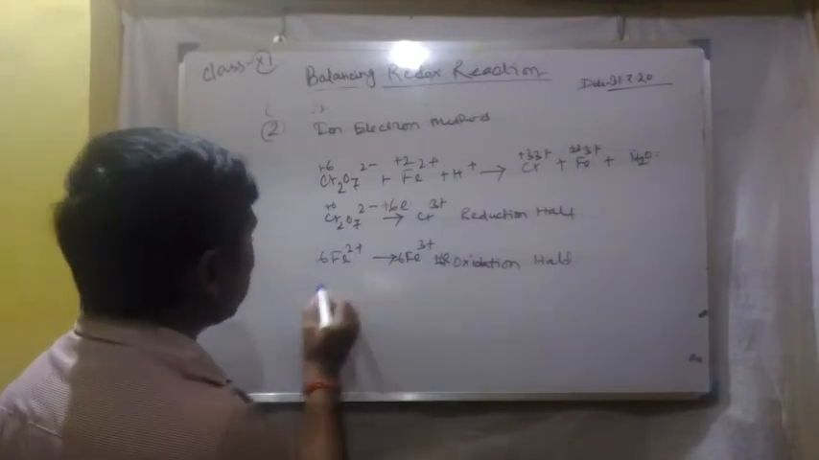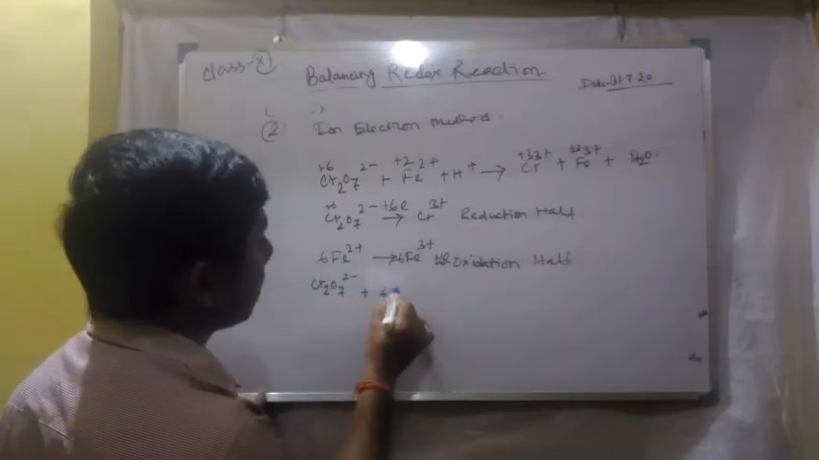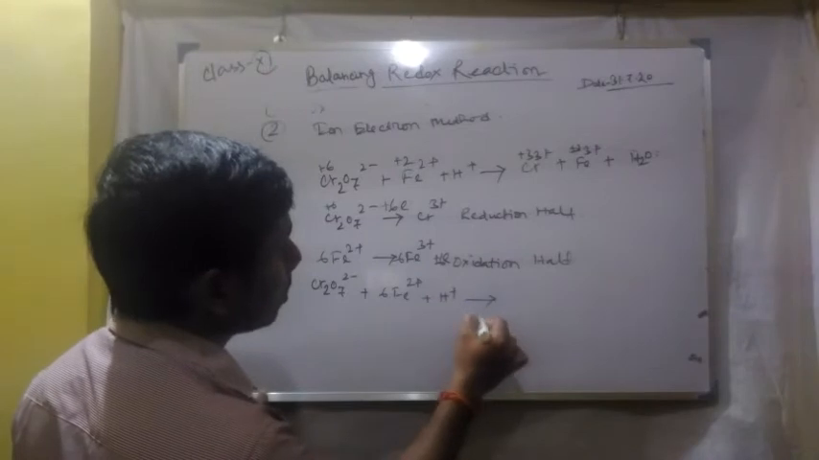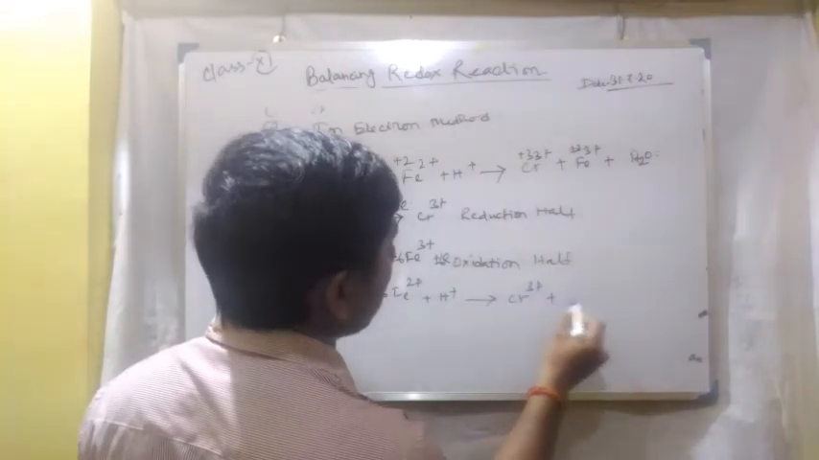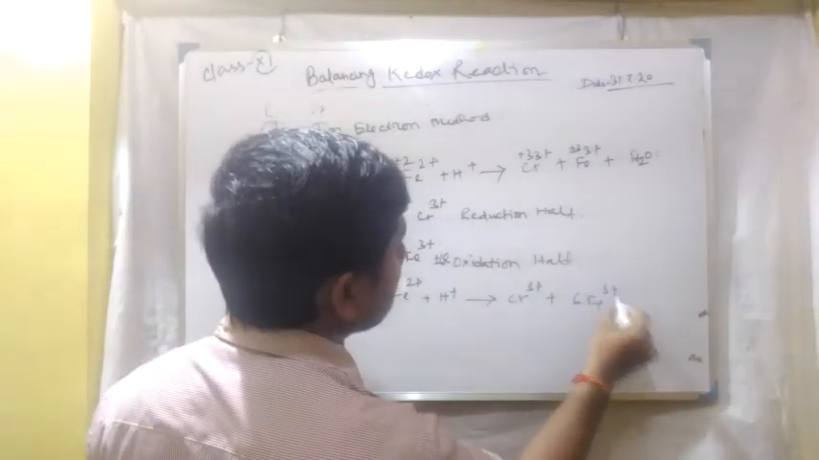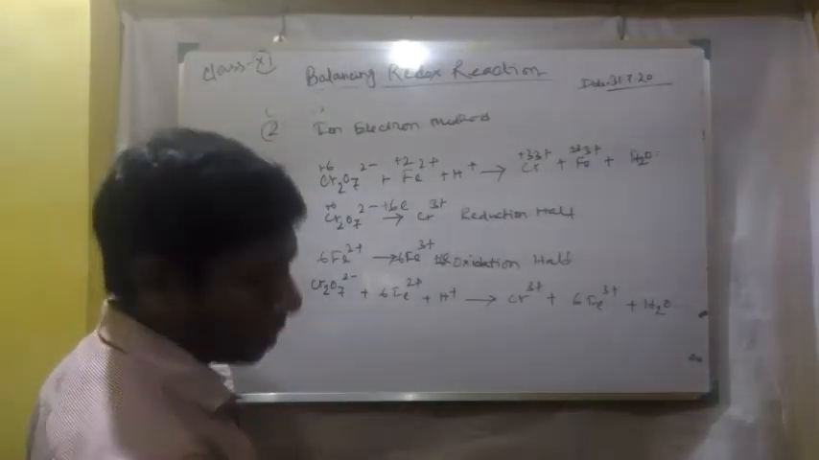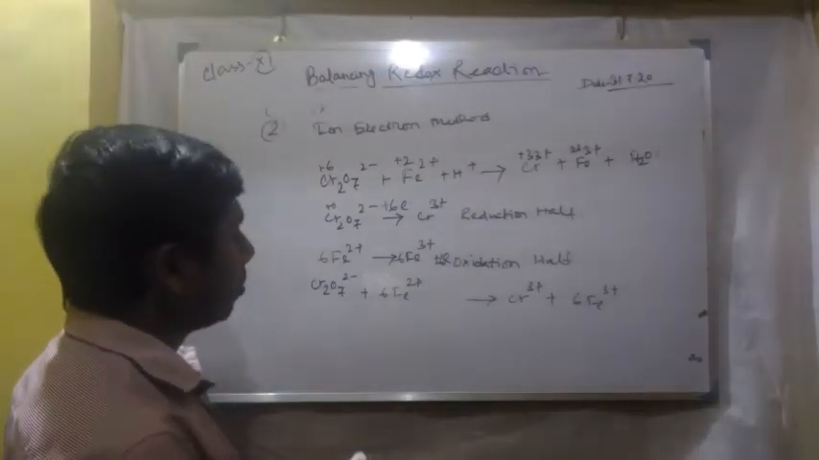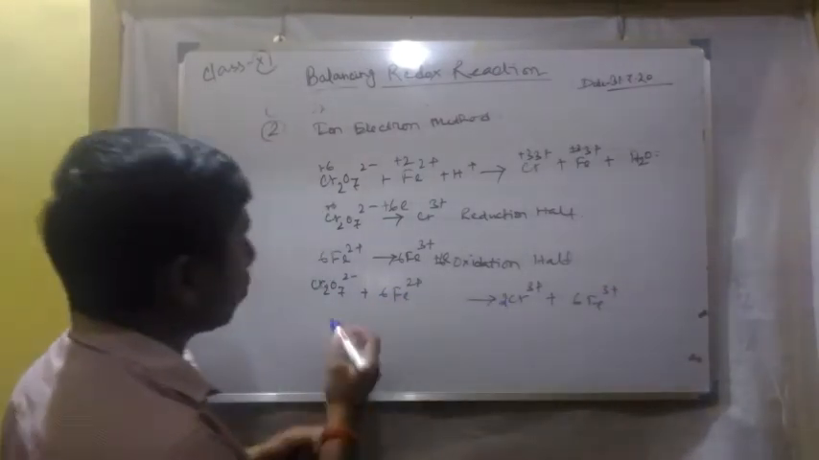Now just writing down the equation, Cr2O7 2 minus plus 6 Fe2 plus, H plus, then here 2 Cr3 plus, 6 Fe3 plus, H2O. Now just delete this portion, that is H plus or H2O, because it will come later on. Now just balance the number of chromium atoms. Here 2, so chromium is balanced.